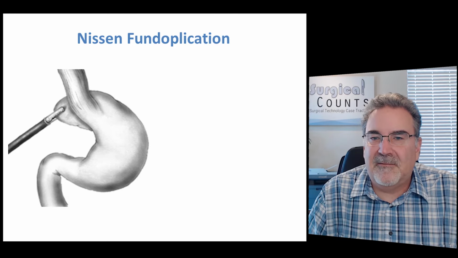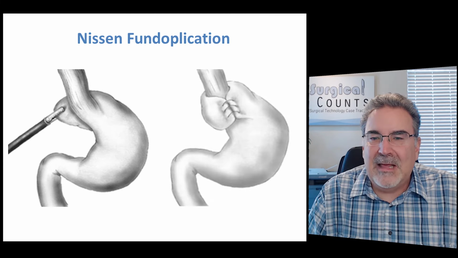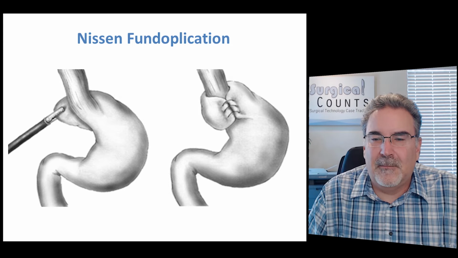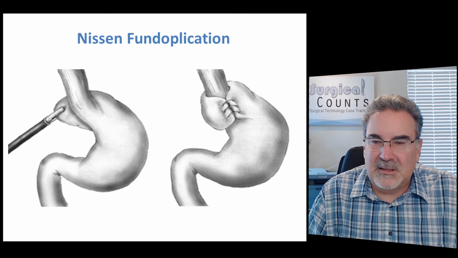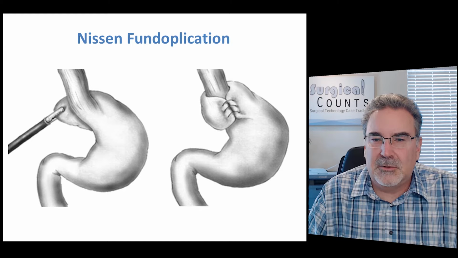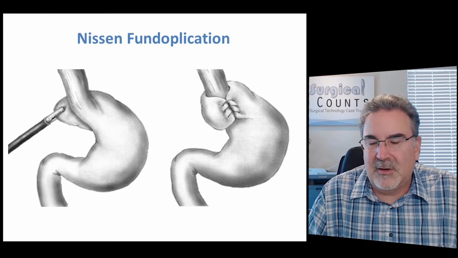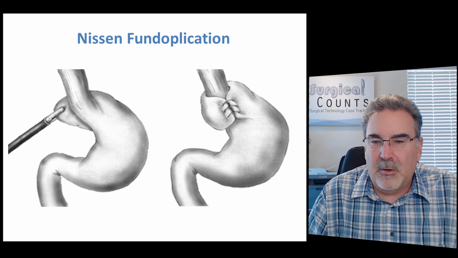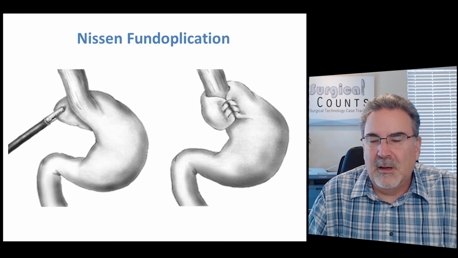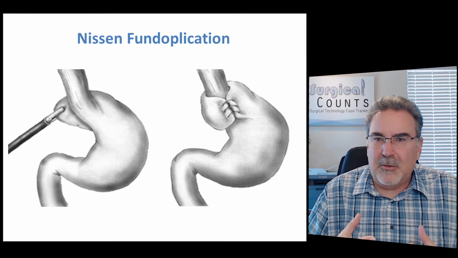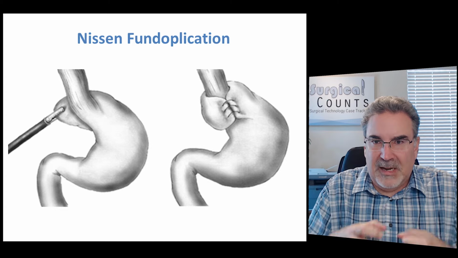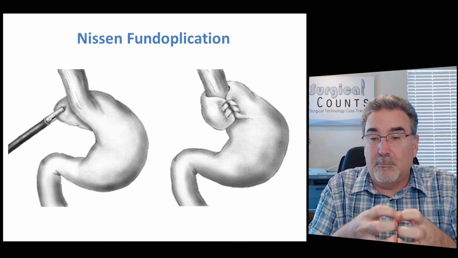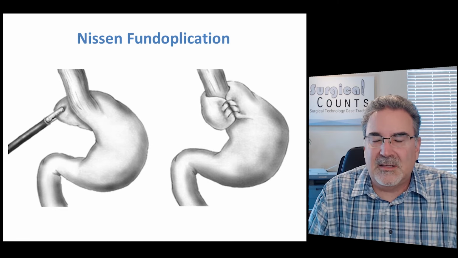So in a Nissen fundoplication, what we're going to do is grab that top bulge and loop it around and then suture it to itself. So we're just grabbing the fundus, the top of the stomach, looping it around, suturing it together, going around the esophagus, going around that area where the esophagus enters the stomach. Now, what does this do? Well, it creates kind of a knot. It creates this really tough knot or bulge there at the end of the esophagus.